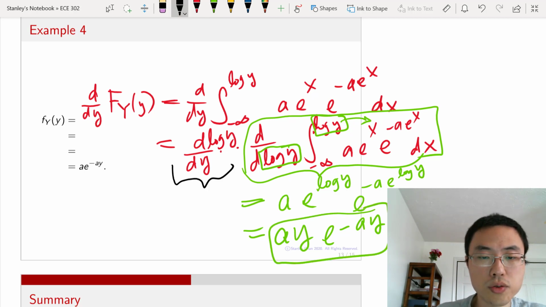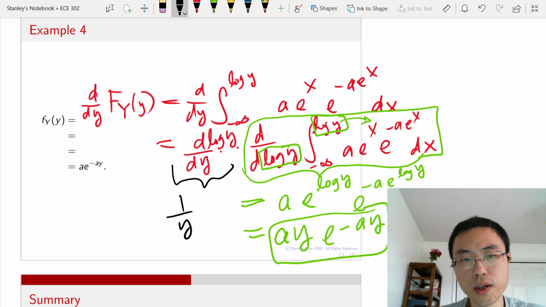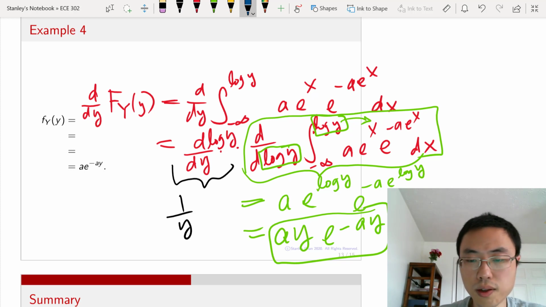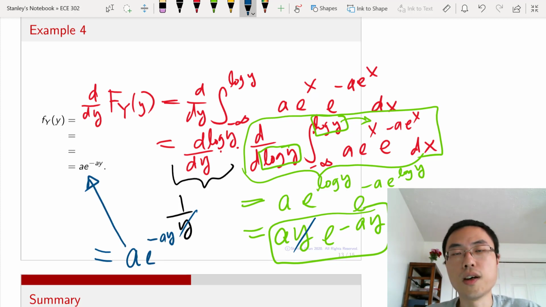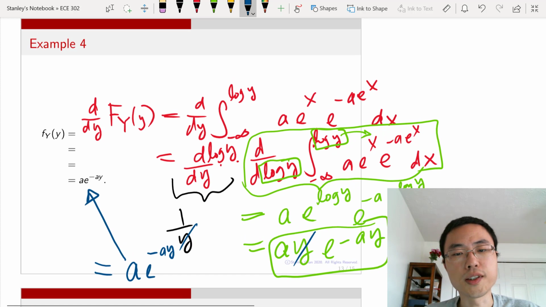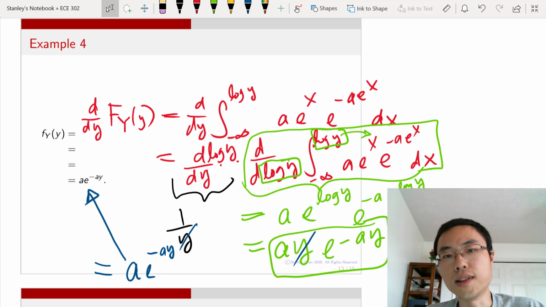And then how about this term? That's just 1 over y. And so now you can do a cancellation. This term will cancel with that term, and so you will be left with a e^(-a y), which is exactly the answer I'm giving you in this problem. So the trick of this example is that you do not need to calculate the CDF if your end goal is to find the PDF, because the fundamental theorem of calculus will help you bypass the complication of finding the expression for the CDF.